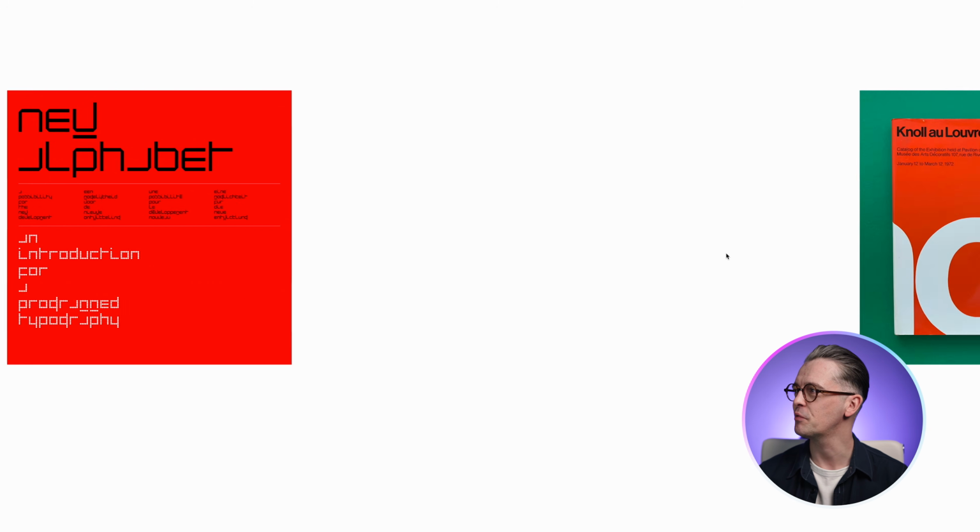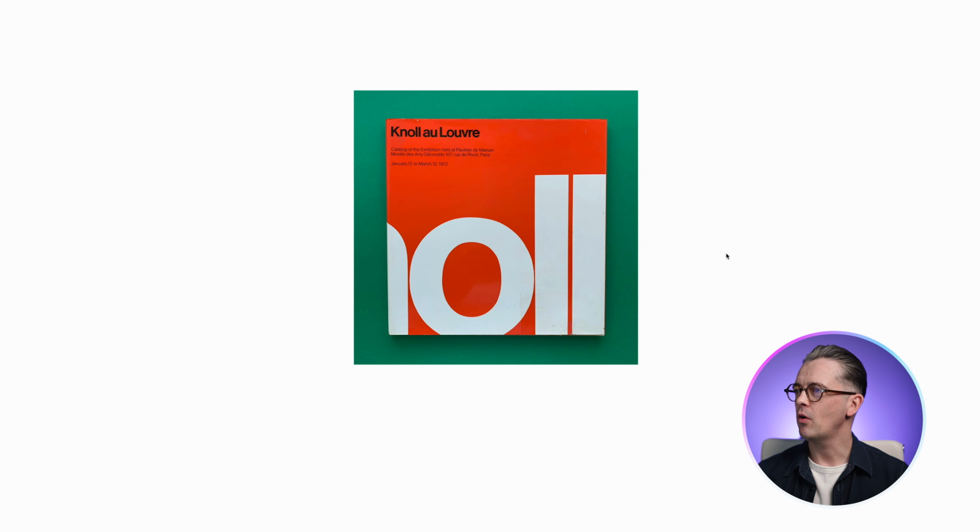Just a few more of these print ones. These Knoll catalogs were part of the whole identity system that was set up by Massimo Vignelli. This is really clever, because again, only type is used here, but to get the sense of scale, we've got the medium element, which says Knoll au Louvre, and then we have the small type here explaining about this exhibition in 1972.